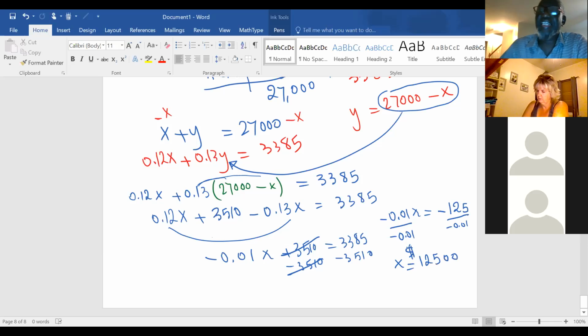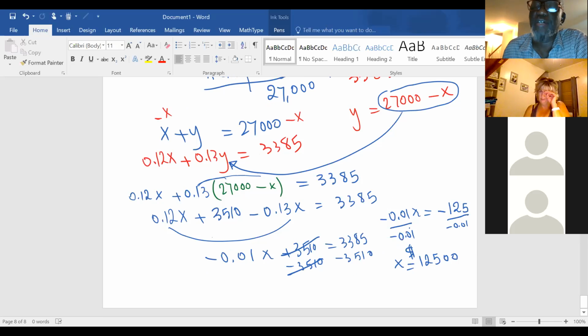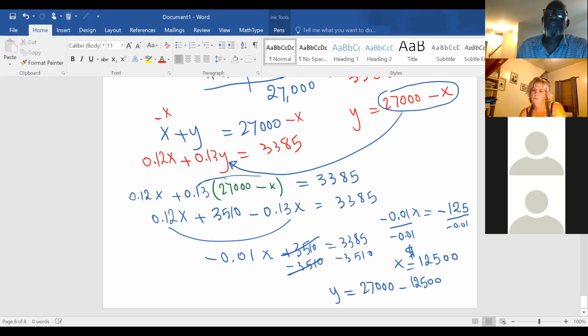So in the first account, which is earning 12%, we invested 12,500. What is the amount invested in the second account then? It's y equal to 27,000 minus 12,500, which is 14,500.